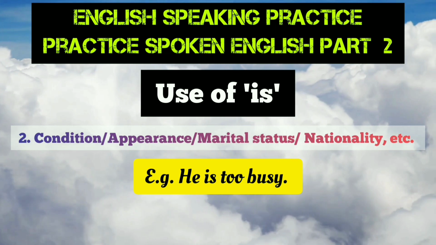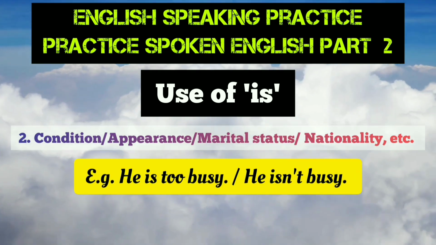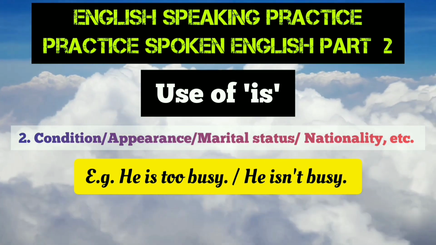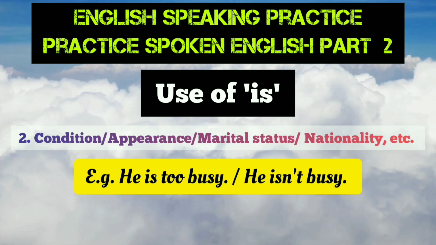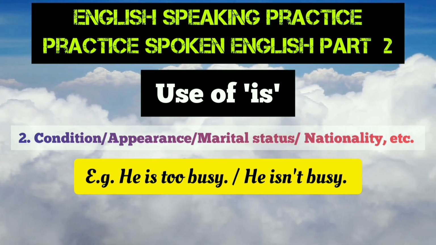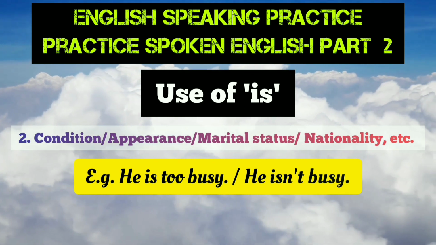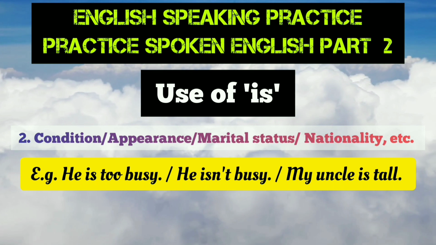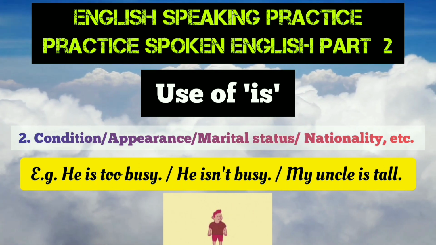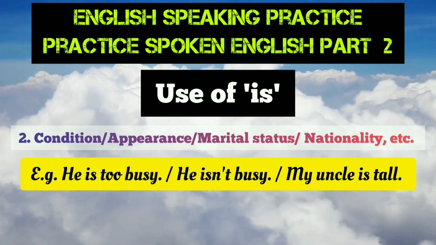He is too busy. And you can also make negative sentence, he isn't busy. So this is the contraction, okay? And we sometimes use contraction in spoken English, isn't. That is a contraction of is not. So similarly, you can see the next sentence, my uncle is tall. You can give someone's physical description, your friend, your uncle, family member, and that time also you have to use is. My uncle is tall.